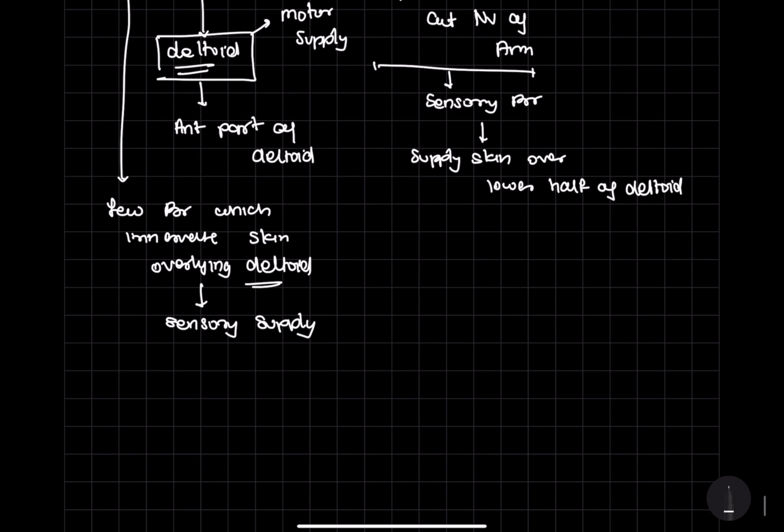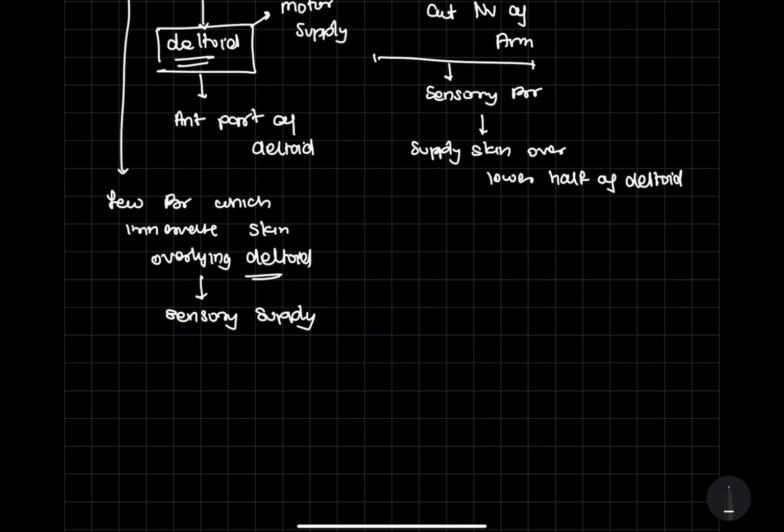Okay, and for the sensory portion, you just need to remember it would give off some branches. No need to bother about their names. It would give off some branches which would supply the skin over the deltoid.